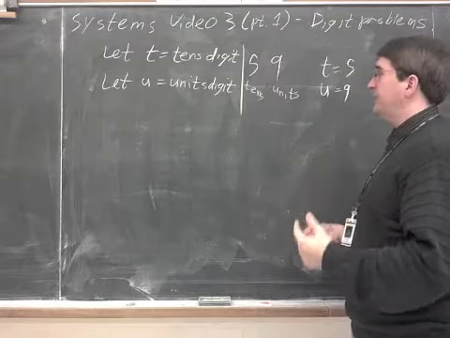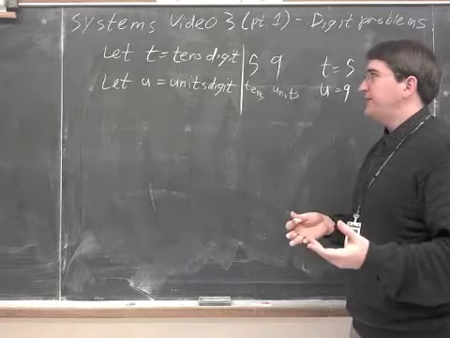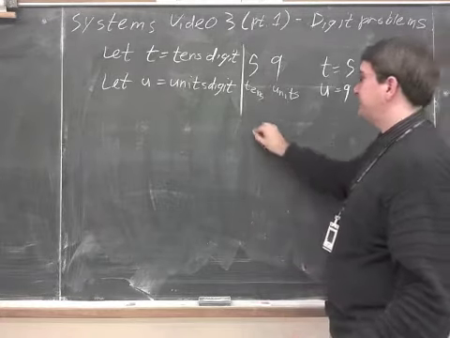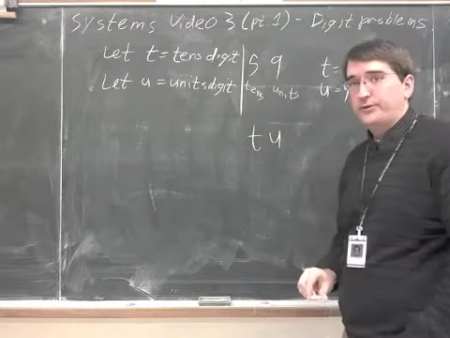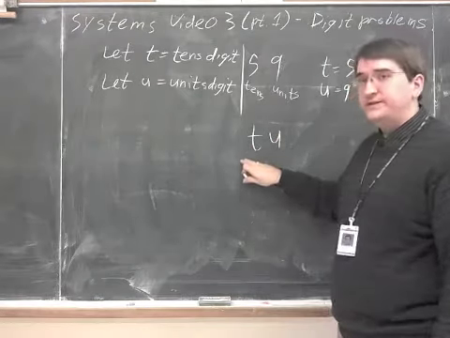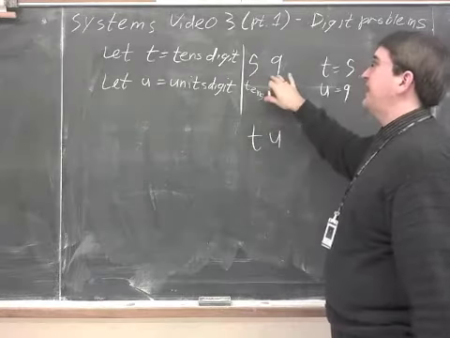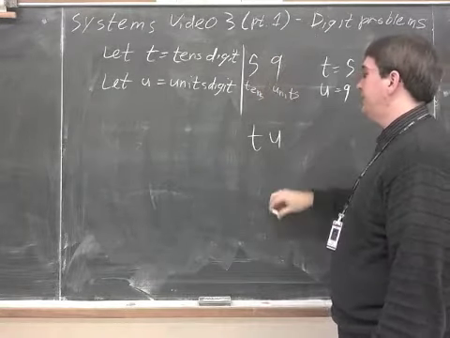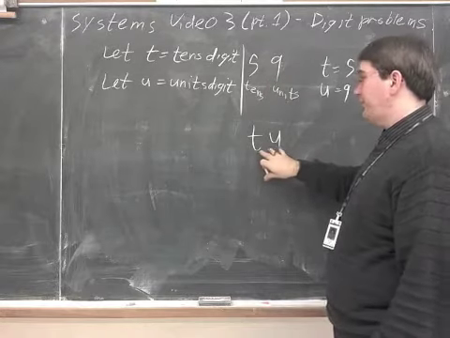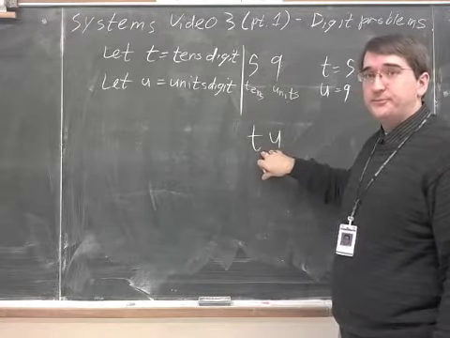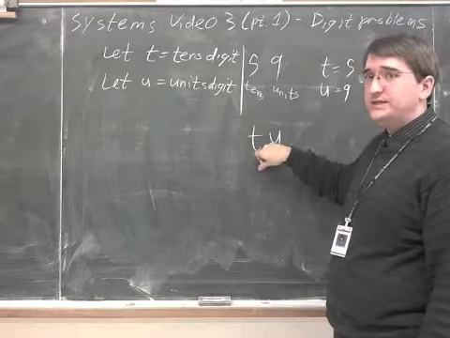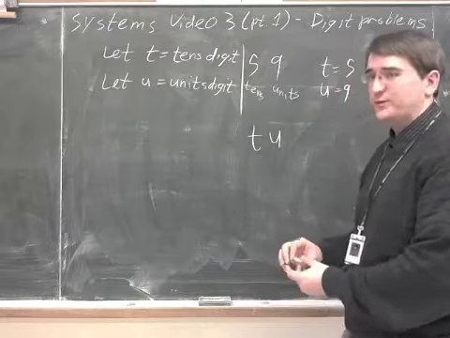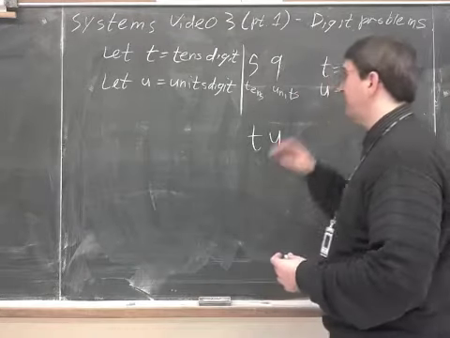Now we need a way of actually getting the number from this, because we can't really, for example, just do tu. t is the tens digit, u is the units digit, and if we have numbers, we could just put them next to each other and make 59. But if I write this, it looks more like t times u. So we really can't do tu like this. We can't just put them next to each other, because then it looks like multiplication. So that's not going to work.